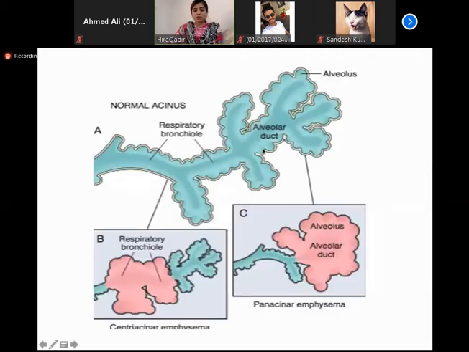So this picture is more clear. This is the normal acinus, and this is the alveolus. This is the alveolar duct, and these are the respiratory bronchioles. When the center is involved, it is called centriacinar, and when the whole acinus is involved, it is called panacinar. Centriacinar is characteristic of smoking, and panacinar is due to alpha-1 antitrypsin deficiency. I'll discuss what these two are in my next slide.